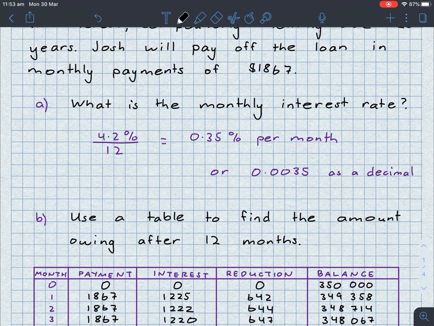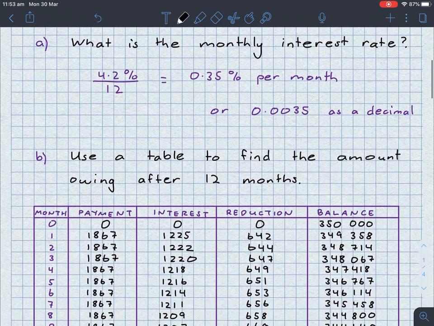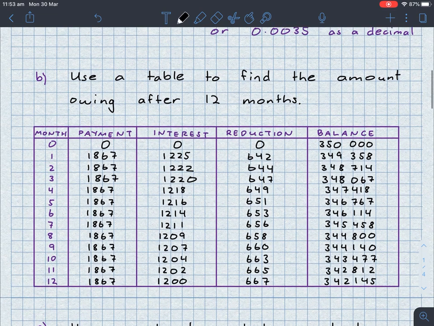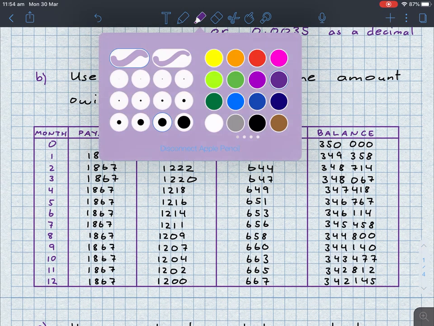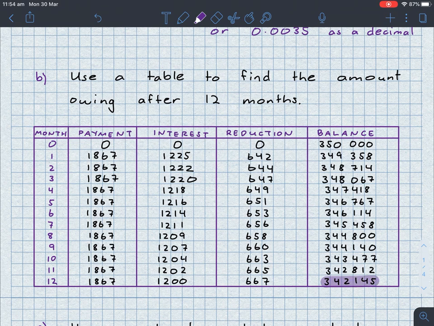What you can do now is pause this and fill out the rest of the table up to 12 months. And then you can check in the notes to see that you got the same final balance as I did, and the final balance should turn out to be $342,145 at the end of 12 months. But now this table is particularly useful because for each month we can see how much interest we're paying, how much we're actually taking off the loan, and what our balance is at the end of each loan. That's why these tables are useful. They break down an annuity into separate time periods.